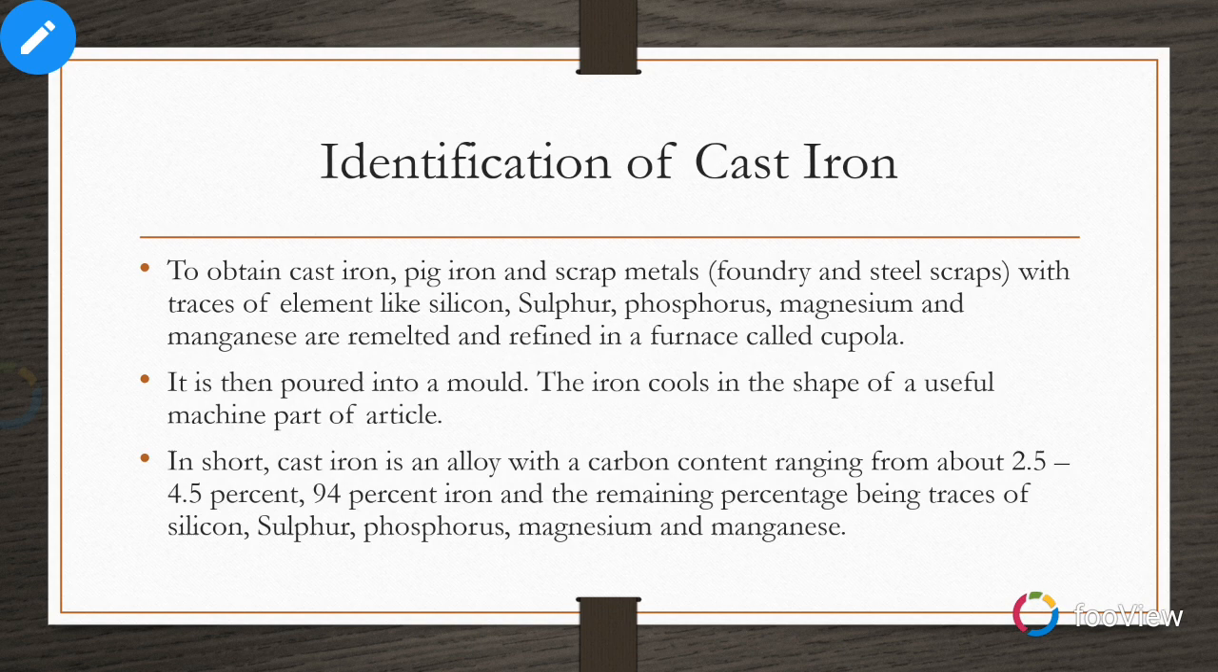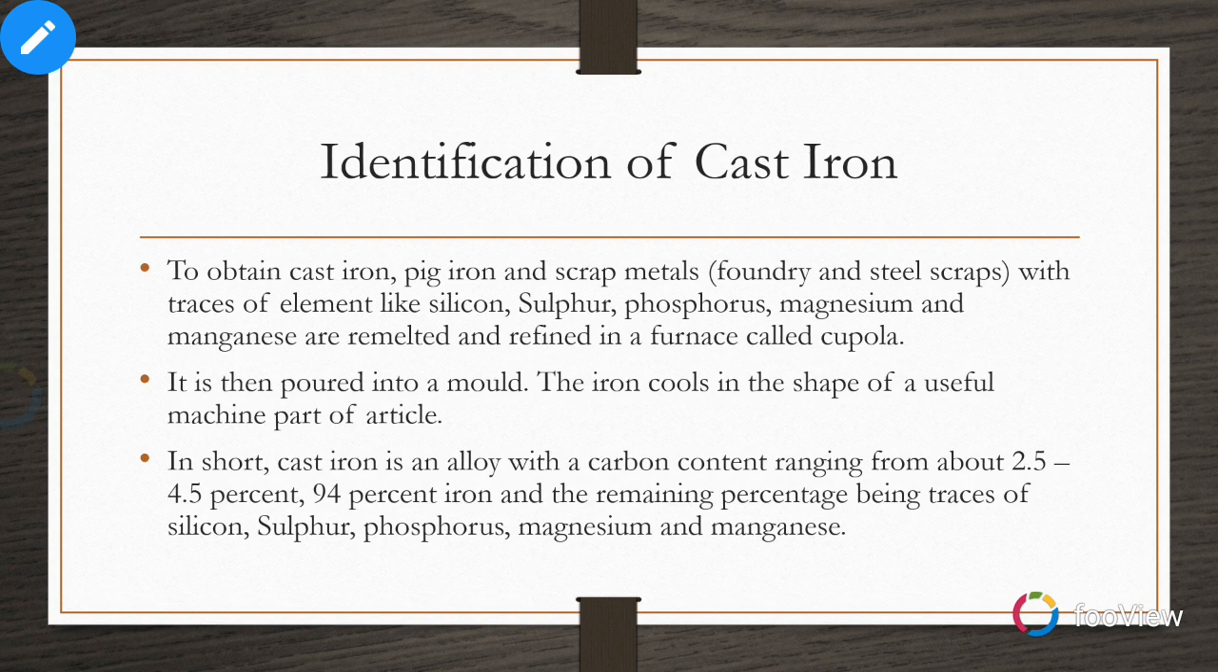Identification of cast iron. To obtain cast iron, pig iron and scrap metals, mostly made of foundry and steel scraps, with traces of elements like silicon, sulfur, phosphorus, magnesium, and manganese, are remelted and refined in a furnace called cupola. It is then poured into a mold. The iron cools in the shape of a useful machine part, article or an artifact.